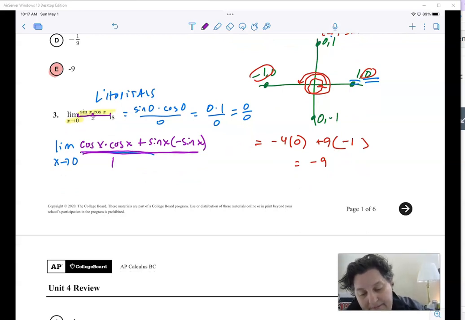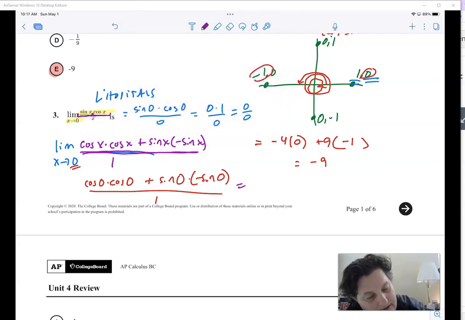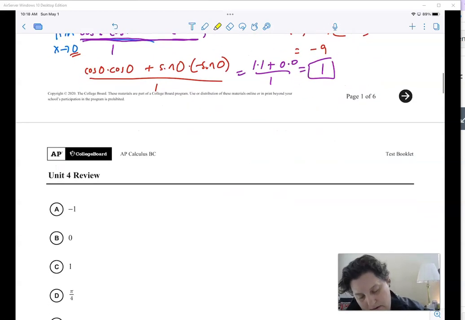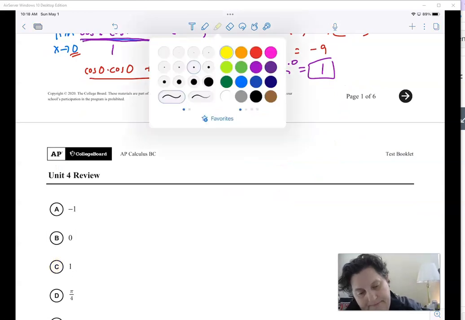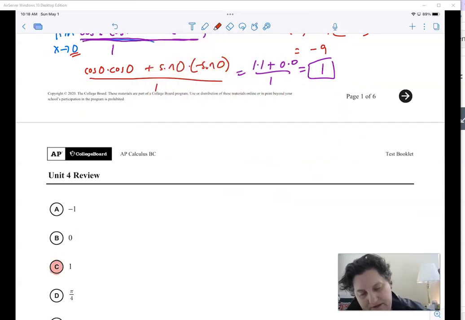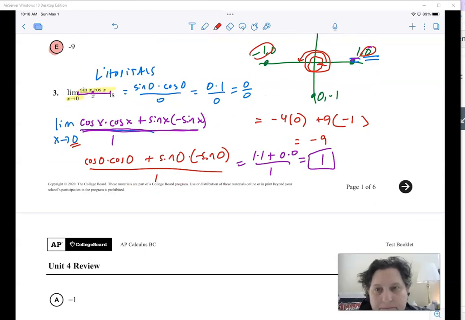Now when I plug in 0, I get cosine of 0 times cosine of 0, plus sine of 0 times negative sine of 0, over 1. Well, check it out. The cosine of 0 is 1, so I get 1 times 1. The sine of 0 is 0. So I get 1 over 1, which is 1. So that's just a good L'Hopital's rule example for you right there.